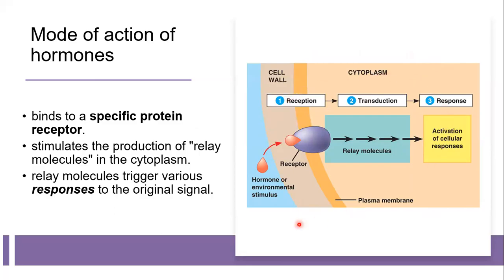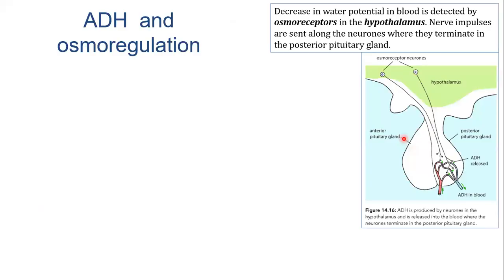So this is the general way of how hormones normally work. With any hormones, they will have very specific protein receptors that they will be able to bind to, which will then stimulate the production of relay molecules. For example, later on we will see it will involve cyclic AMP, which then triggers various responses to the original signal. We'll also see phosphorylation of the aquaporins.